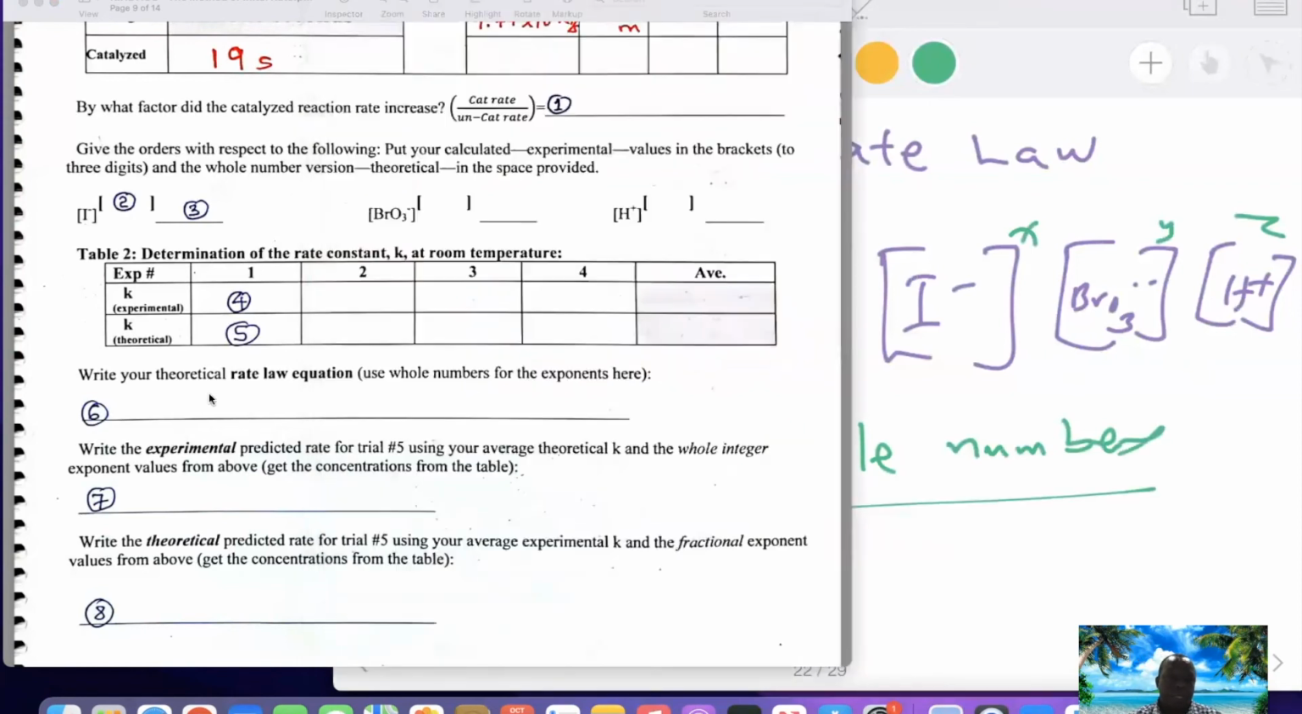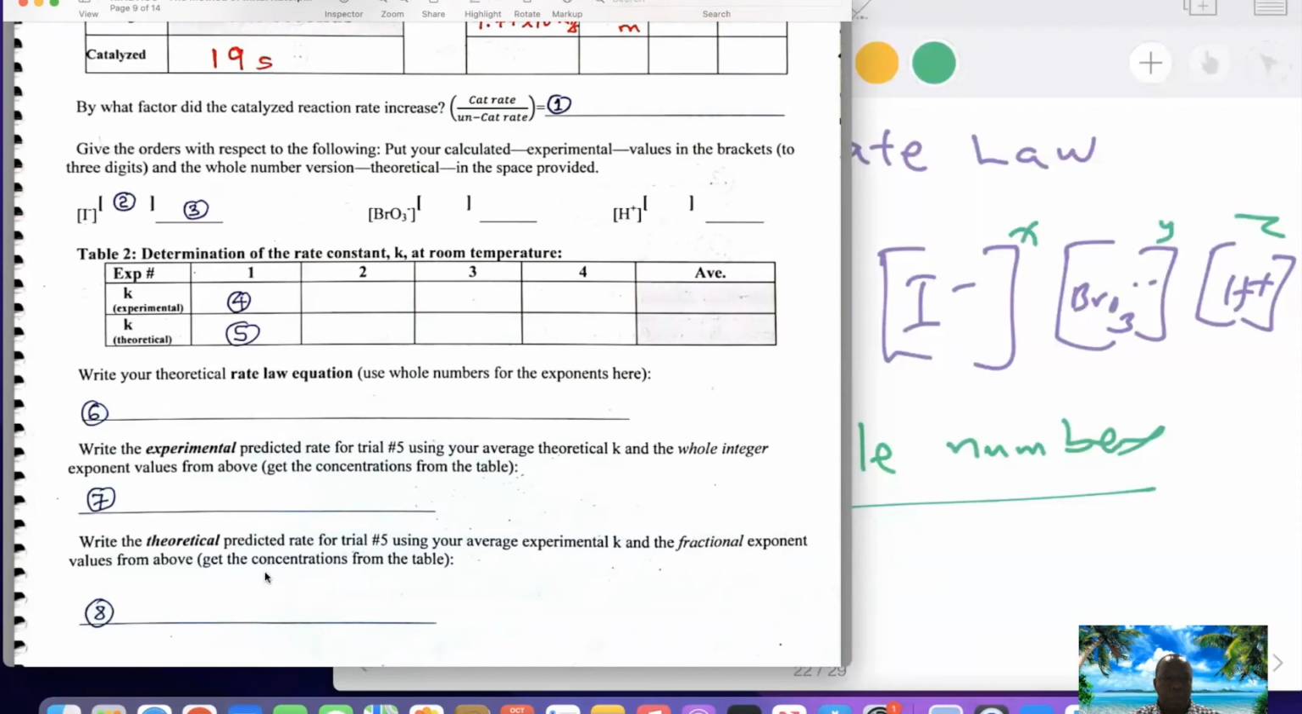For number 6, rate law. For the equation, use the whole numbers for the exponents, which is 3, for bromide here, and for iodine, in writing the rate law equation. Now, there are some slight changes here.